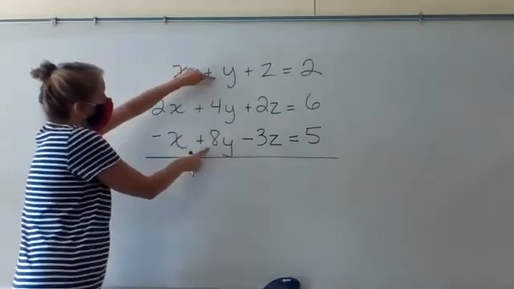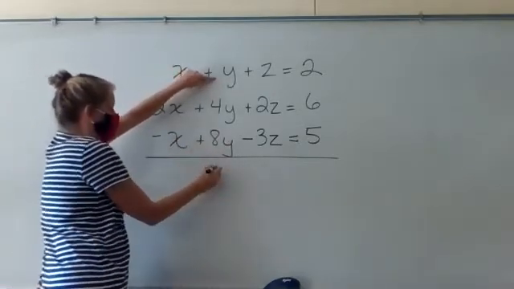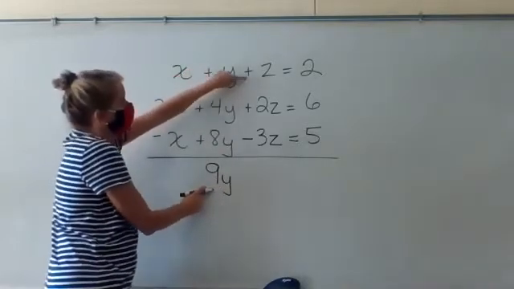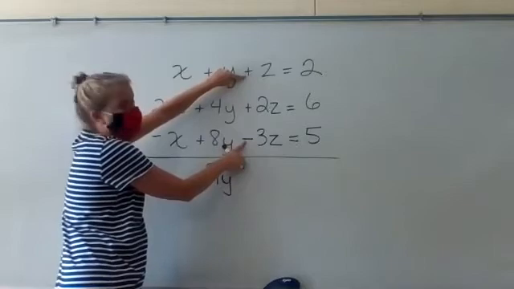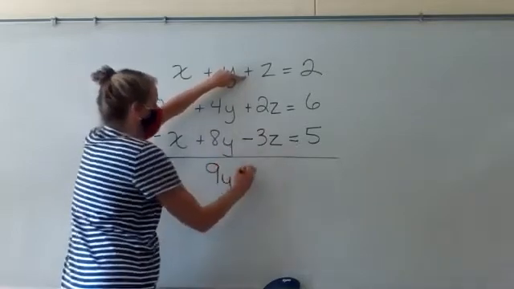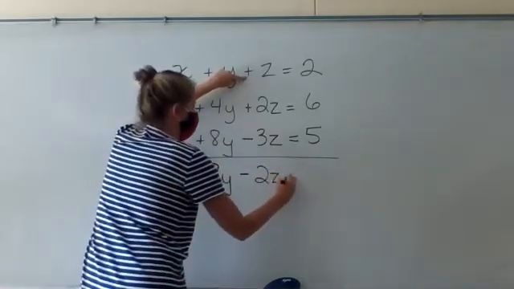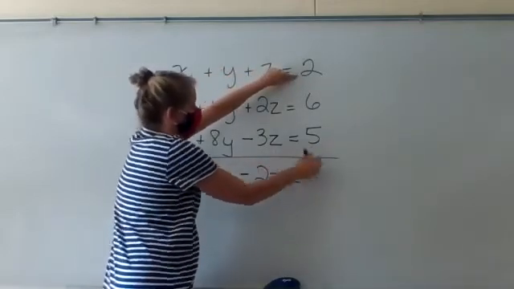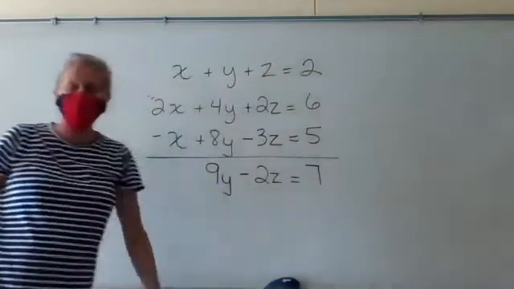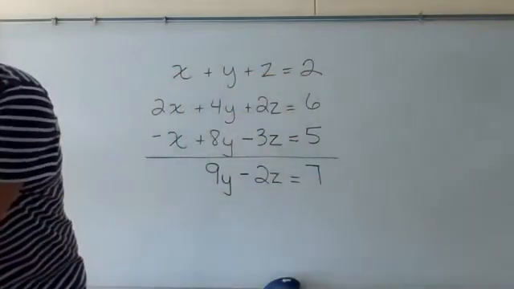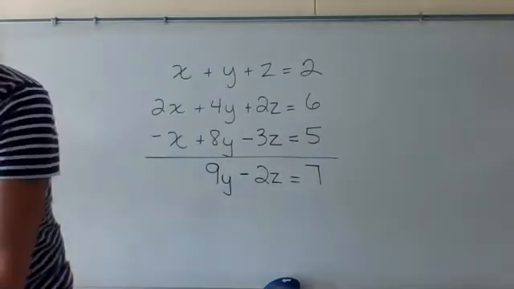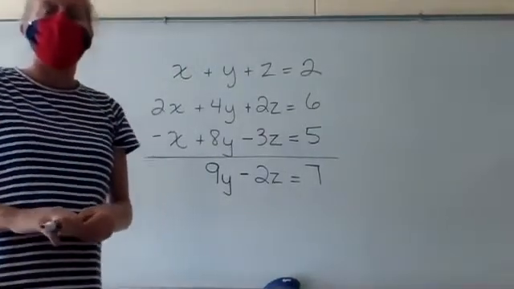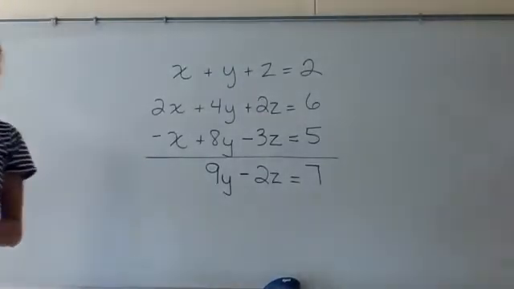Let's see, my y's, I have a positive 1y and a positive 8y, which is 9y. A positive 1z and a negative 3z gives me negative 2z. And then a 2 and a 5 gives me 7. So I knocked out my x's. Now, here's the thing. If I knock out my x's one time, I've got to figure out a way to knock them out again.